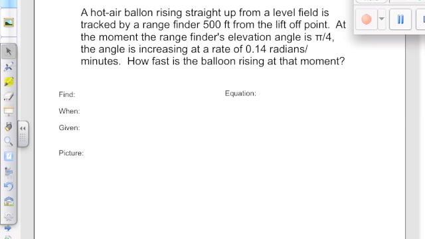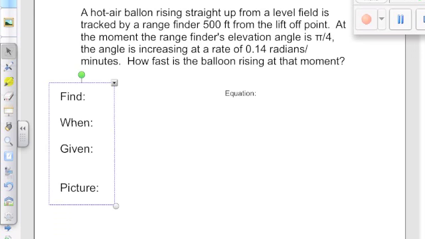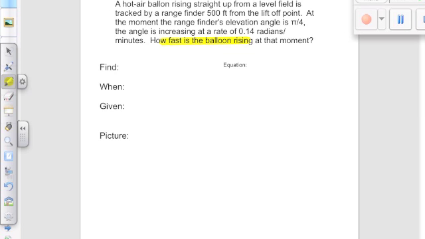Okay, so what is my find? What am I looking for? Well, the question is saying, how fast is the balloon rising? So that's the real world question. But when I'm doing this, what exactly is that variable? So what I'm going to do is skip ahead to the picture so we can see what this is supposed to look like.